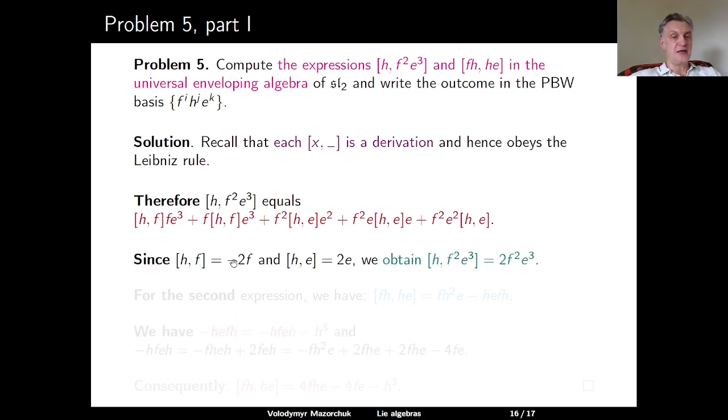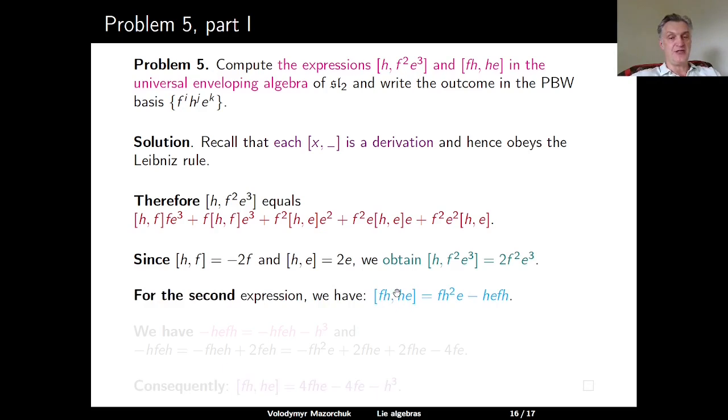The bracket of h and f is minus 2f, and the bracket of h and e is 2e. So we have the coefficients minus 2 from here, minus 2 from here, 2 from here, 2 from here, and 2 from here. Adding up all the coefficients, we get the total coefficient 2. So the answer is 2 times f squared e to the power 3. For the second expression, we just write down the definition.